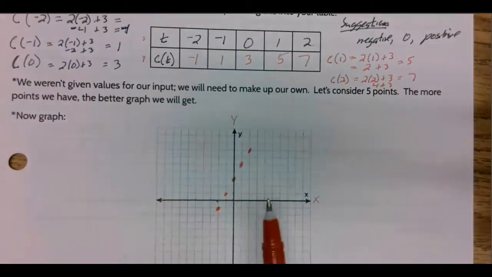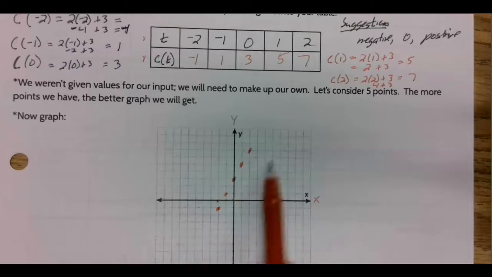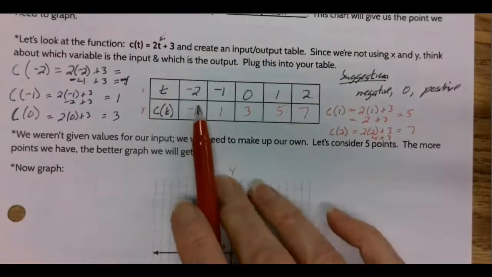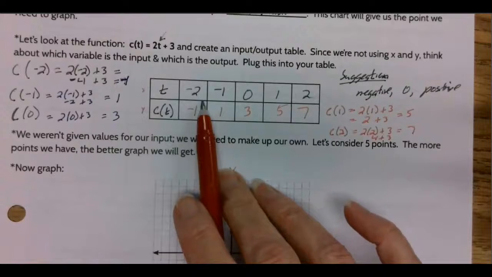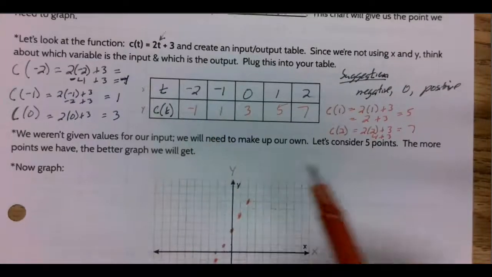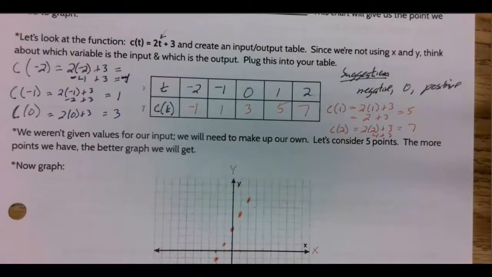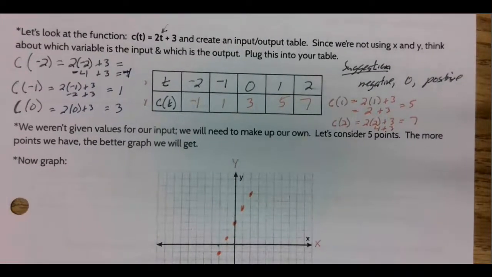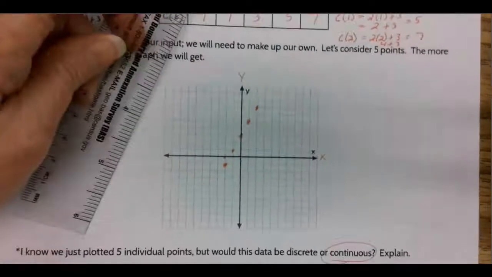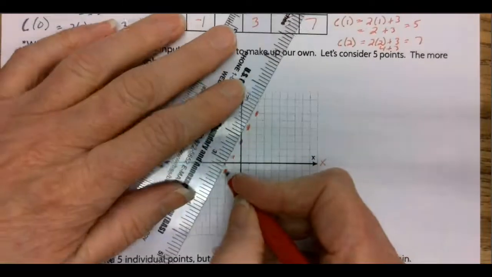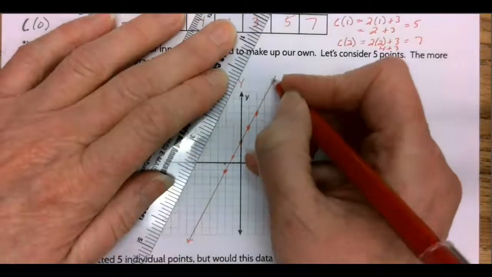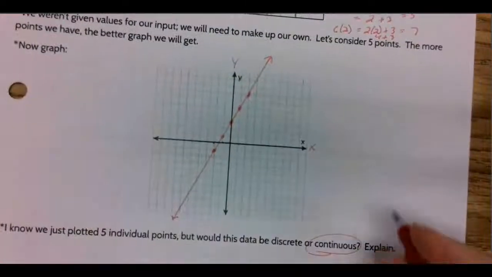Now, I plotted the points. Is this going to be continuous or discrete? Right now, it looks like it's discrete. Could I have plugged in a fraction here? Yes, I could have plugged in a fraction. I could have plugged in a decimal. But it's way easier to use integers when we're going to graph. We can use fractions, that's not a problem, but it's going to be way easier. So this is continuous. Why we care about that is we're going to connect the points. If it was discrete, we would not connect the points. But this is continuous because we can plug in fractions.